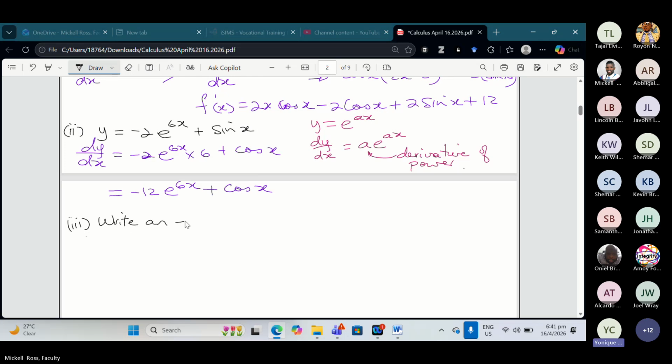Sir, how did you get a 6? This 6 right here. Yes, sir. Notice right here where we're multiplying by a. We said that we have to differentiate the power. So if the power is 6x, if you have the derivative with respect to x of 6x, we differentiate 6x, we're just going to get 6.